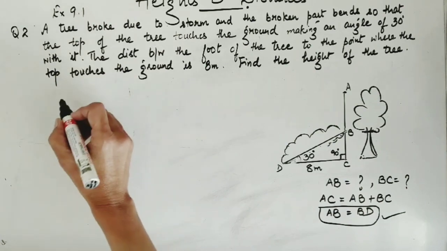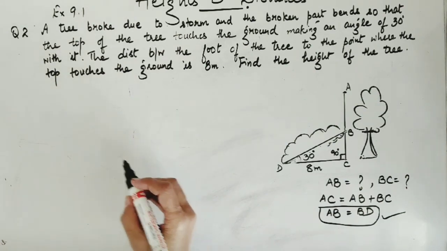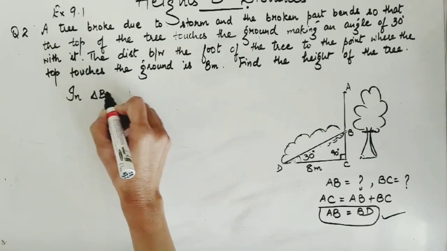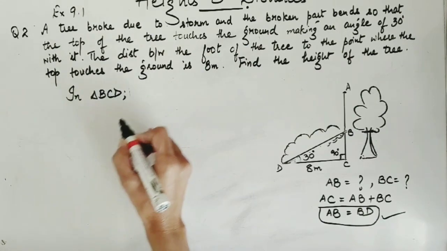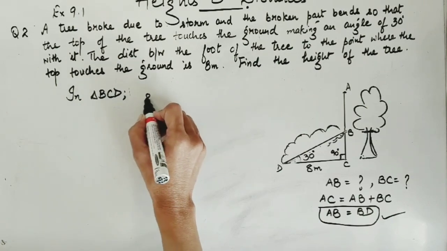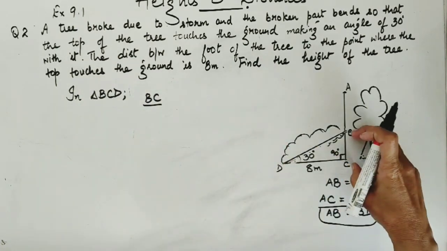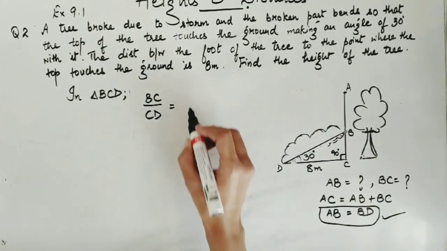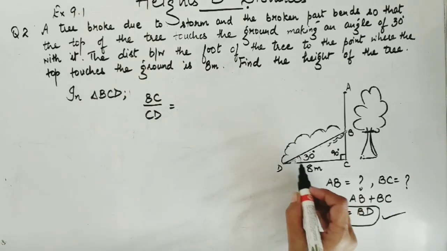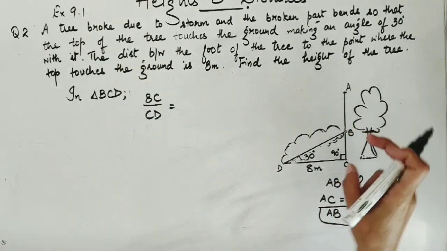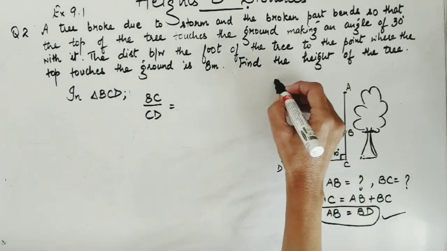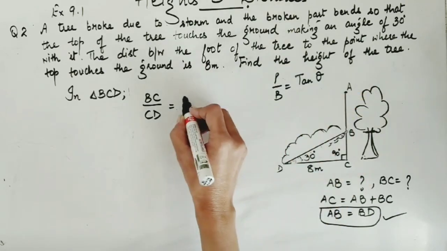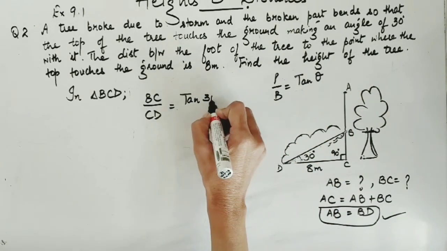Let's see in triangle BCD, if I take the ratio of perpendicular and base, I am taking BC by CD. What would be BC by CD? Angle is here, BC is perpendicular, CD is base. What is P by B? P by B is tan theta. So this is tan 30 degrees.